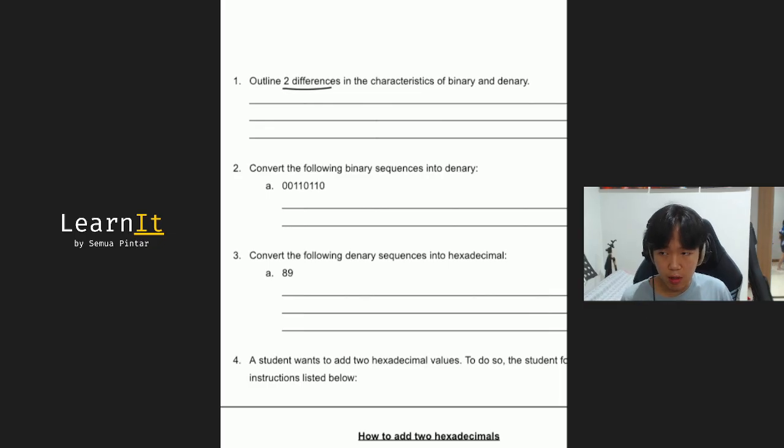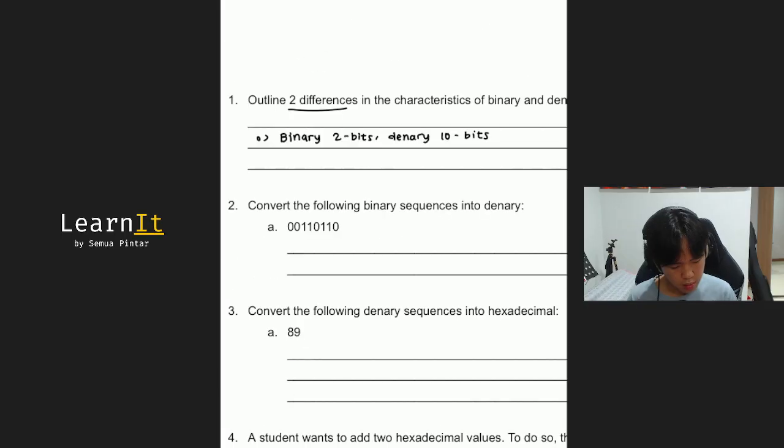So the first thing I think of is, of course, binary only has 2 digits and denary has 10 digits. And it's extremely crucial that in computer science you use the appropriate keywords. So instead of saying 10 digits, 2 digits, you say 2 bits and 10 bits. So let me write that down first.